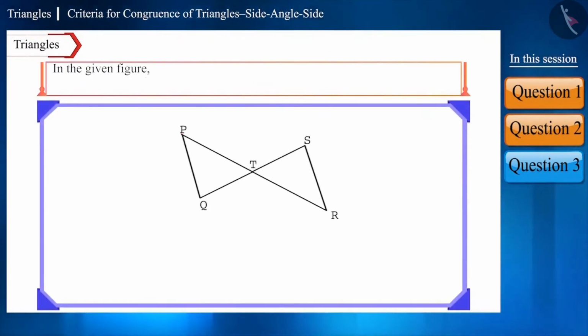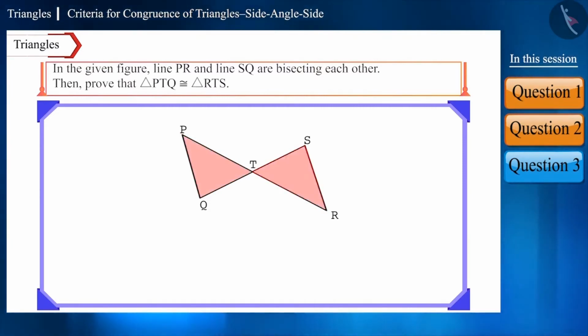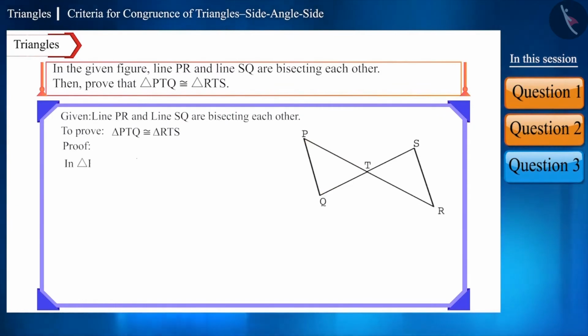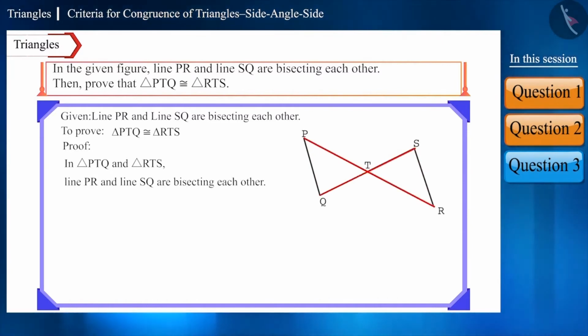In the given figure, line PR and line SQ are bisecting each other. So, prove that triangle PTQ is congruent to triangle RTS. Friends, if we look at triangle PTQ and triangle RTS, then since line PR and line SQ are bisecting each other, therefore sides TQ and TS are equal. Similarly, sides PT and TR are also equal.